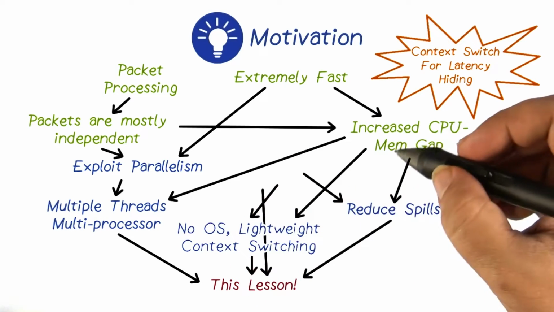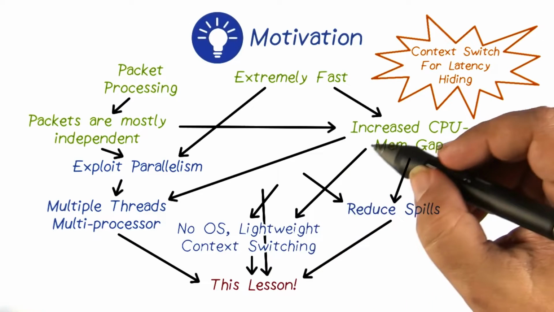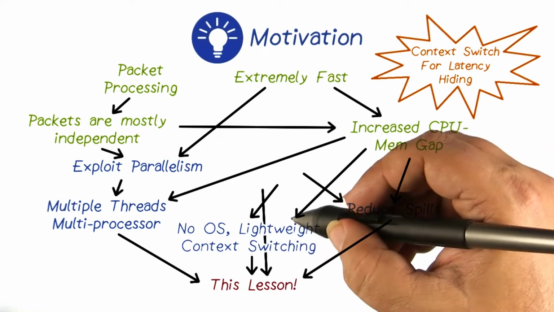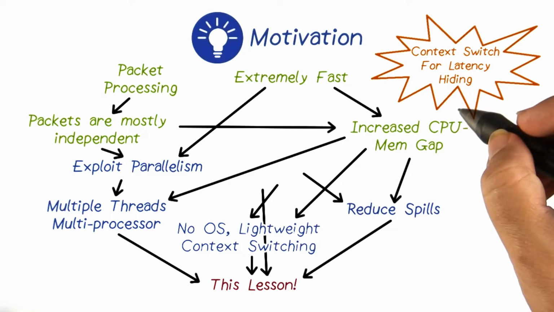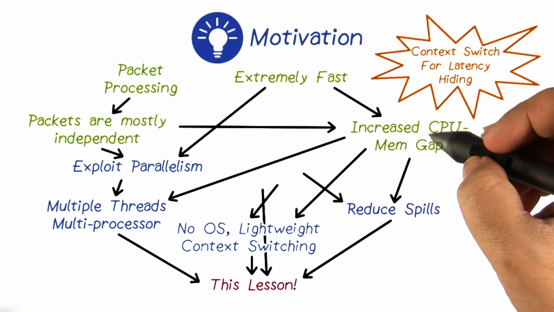And so in this setting, when the threads are scheduled upon a context switch for a load or store going to the memory, and the context switch takes place without any OS, how can we minimize the context switches and how can we improve the thread throughput? That is the question that is tackled in this particular lesson.